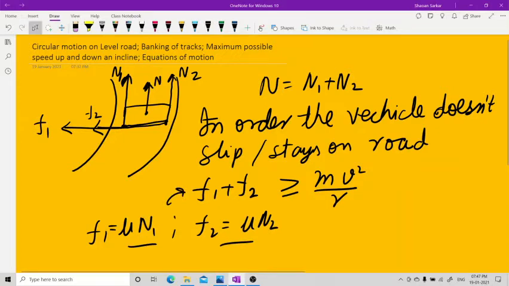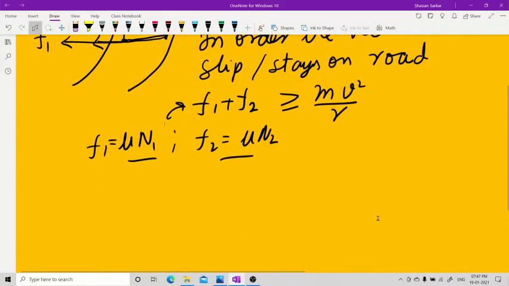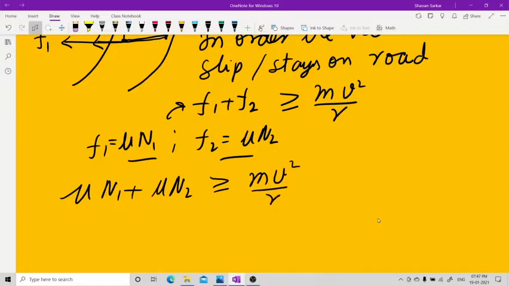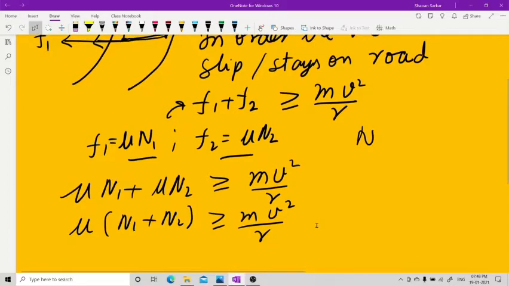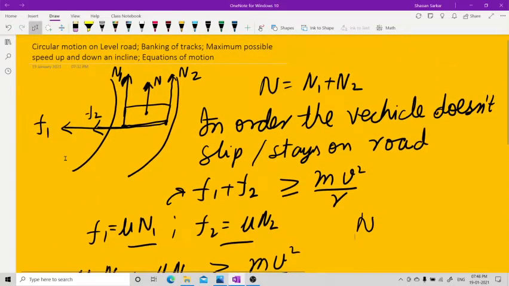Now, what I get is mu N1 plus mu N2 is greater than or equal to mv square by r. You take mu common, N1 plus N2, and this is greater than or equal to mv square by r. Now you see one thing. If you see this figure again, this N actually balances the weight of the car or the vehicle. So N is basically N1 plus N2, which is equal to mg.